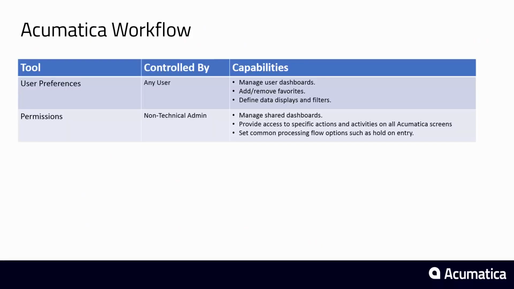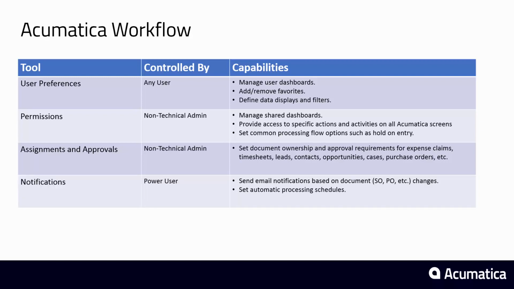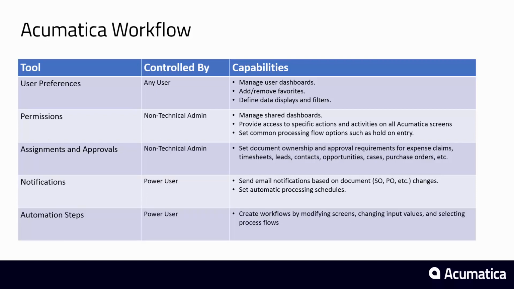An audit trail can be configured to keep track of logins, screen visits, and individual screen modifications. Acumatica makes it easy to construct workflows that match your business processes. There are preferences and permissions for modifying standard processes, assignment and approval rules for assigning responsibility and managing escalations, notification mechanisms to prevent work from falling through the cracks, and automation steps for building custom workflows.